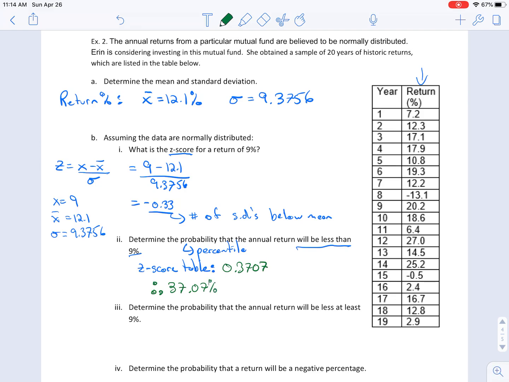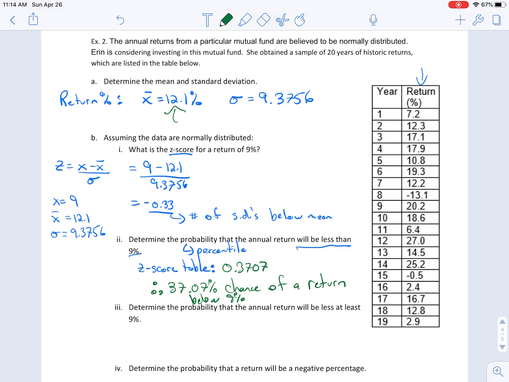So therefore, we can change it to percentages if we want. The probability that the annual return will be less than that is just a 37.07% chance of a return below 9%. And if you think of it, that makes sense because 9% is below the average.